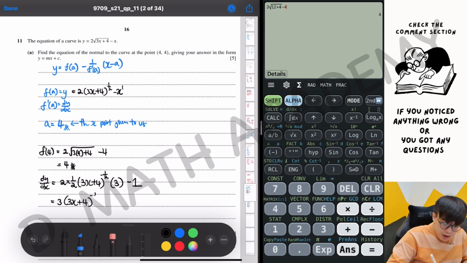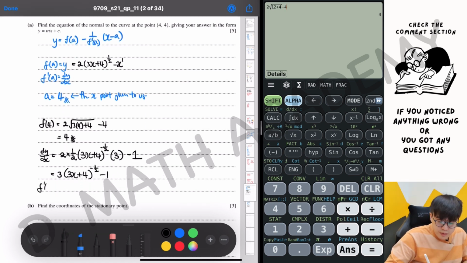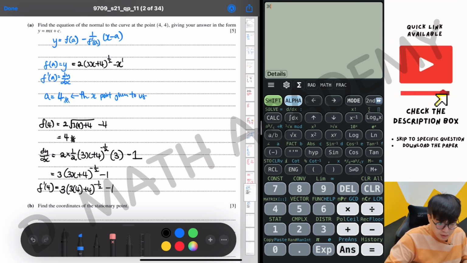Okay, remember to add a negative there, and then minus 1. So when I substitute 4 into it accordingly, you will get this. Okay, key into the calculator to double check the results. And you will get it as negative 1 over 4.